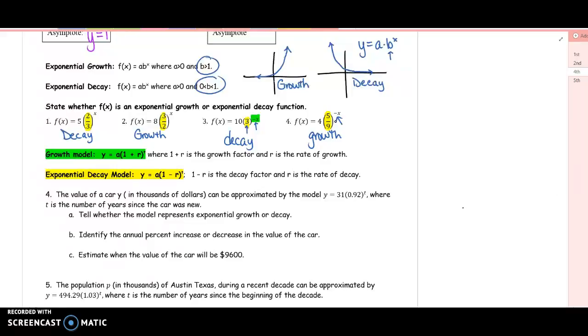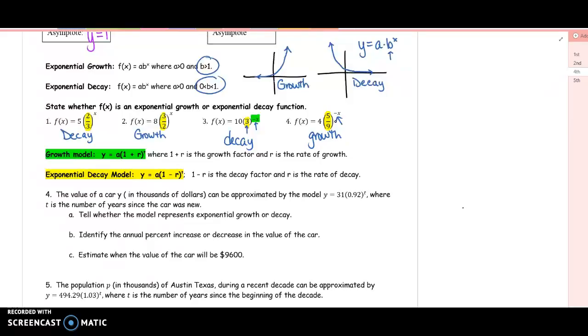Okay, the growth model and the decay model. This is things like population growth. They use a growth model for population growth. The value of a car. If you buy a 2017 Chevy Malibu, is it going to be worth the full purchase price 10 years from now? No, it's going to massively decrease in value. The only types of cars that increase in value are the classics, like the really, really old cars.